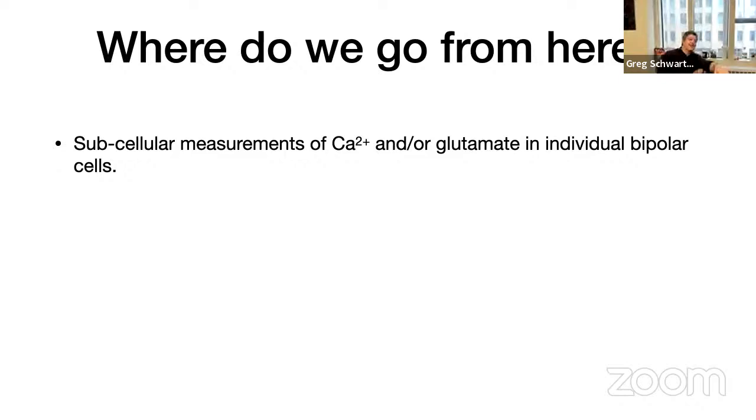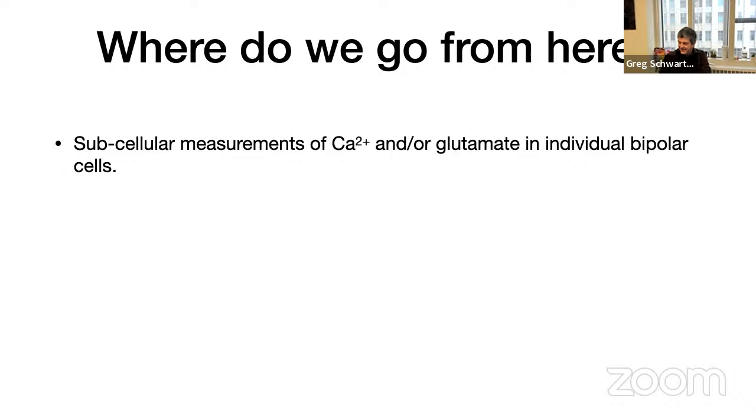Many aficionados in the audience would ask, of course, the first question: Kaisuke did this with iGluSnFR. Why aren't you doing that? Oh boy, did we try. Getting good iGluSnFR expression in bipolar cells is very hard. We fought with viruses for a couple of years, and we haven't really gotten very good signals yet. But at the end of the day, I don't know that I'd even believe it anyway.